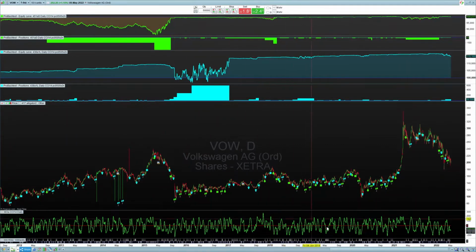We show the indicators for each, and down here we're showing the CCI 14, so we can visualize when we enter and exit the trades.